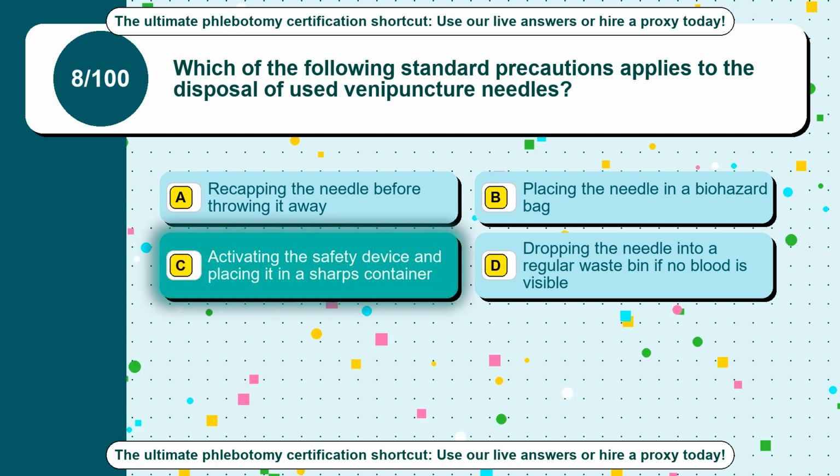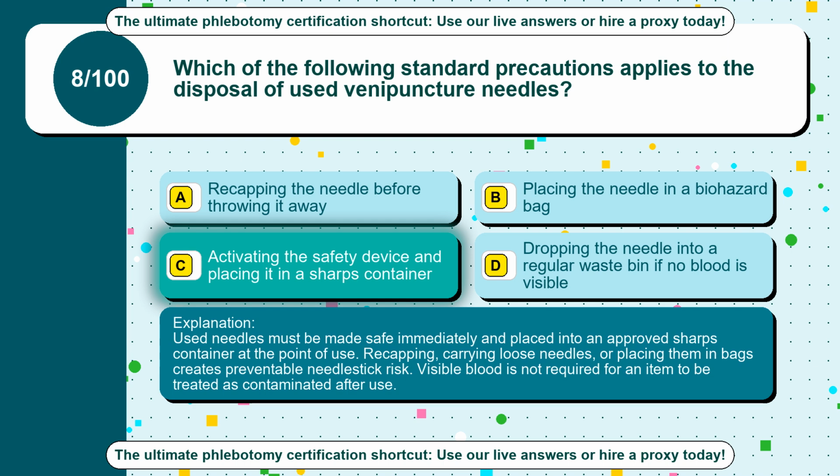The correct answer is option C. Activating the safety device and placing it in a sharps container. Used needles must be made safe immediately and placed into an approved sharps container at the point of use. Recapping, carrying loose needles, or placing them in bags creates preventable needle stick risk. Visible blood is not required for an item to be treated as contaminated after use.